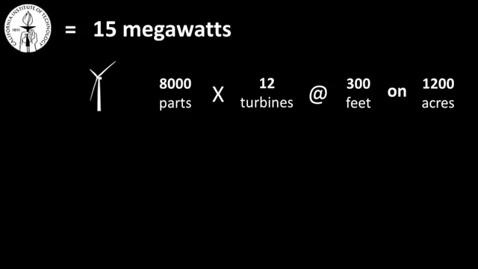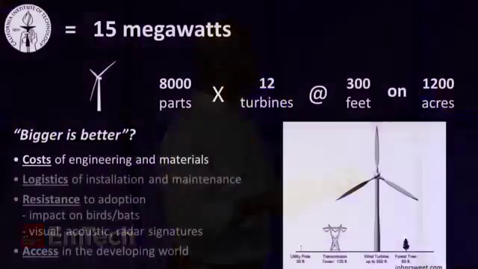Now, it's true you might be able to use the land in between for something like agriculture, but the big problem here is that over those 1,200 acres, the wind is not going to be uniformly strong. So inevitably, some of your turbines are in lower wind conditions, producing less energy, and that increases the cost of energy. But there's some other problems as well. And they all point to this issue of whether bigger is better.